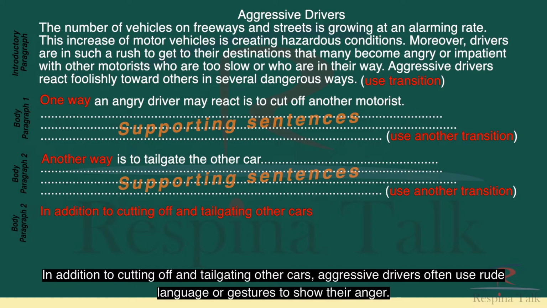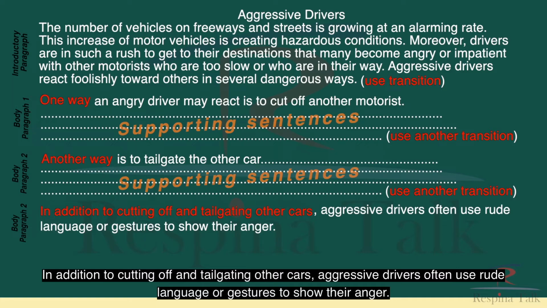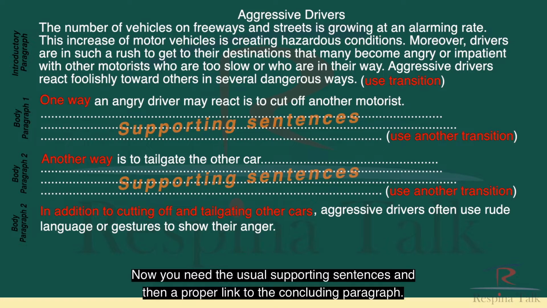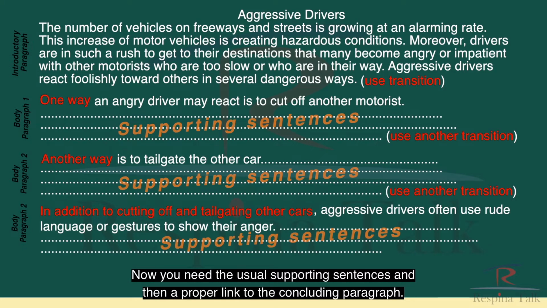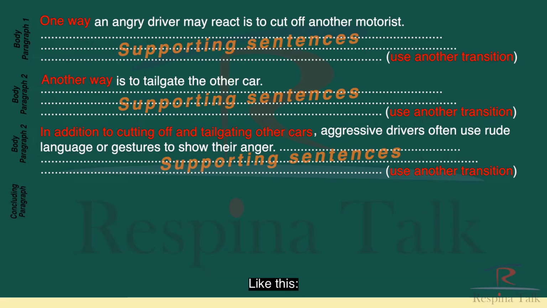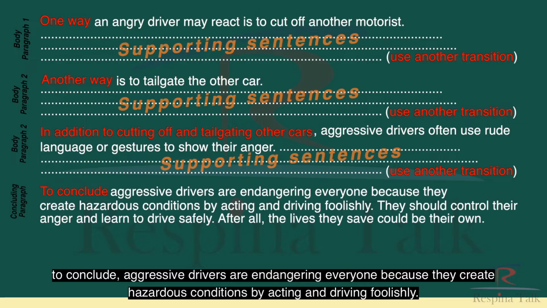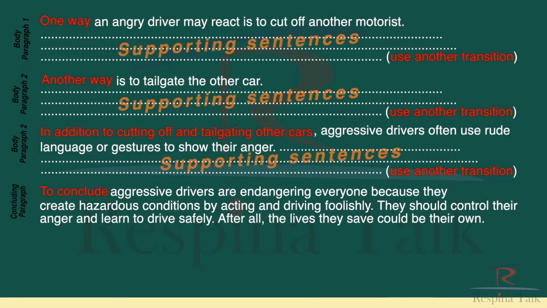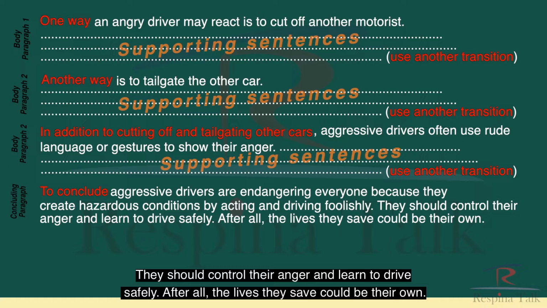In addition to cutting off and tailgating other cars, aggressive drivers often use rude language or gestures to show their anger. Now you need the usual supporting sentences and then a proper link to the concluding paragraph, like this. To conclude, aggressive drivers are endangering everyone because they create hazardous conditions by acting and driving foolishly. They should control their anger and learn to drive safely. After all, the lives they save could be their own.